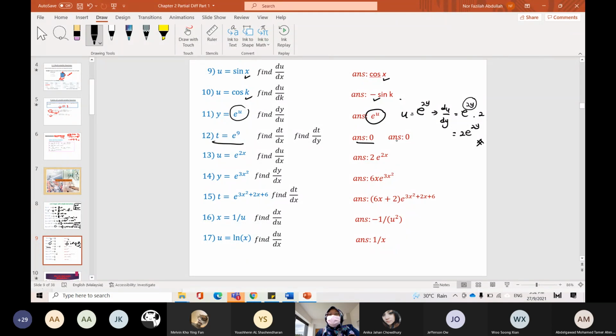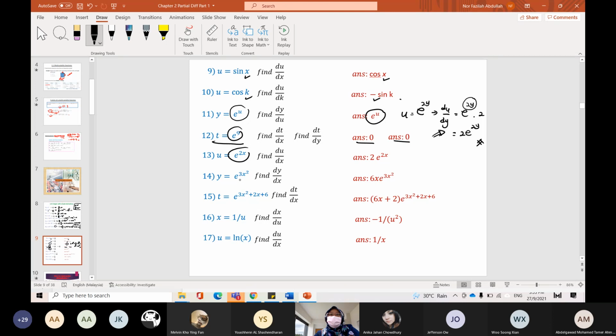Why is the answer here 0? Because there is no variable. Whether you differentiate t with respect to x or y or any variable, your function doesn't have any variable. So it's like you are differentiating a constant, and if you differentiate a constant, you will get 0. This one is the same as what I explained here.